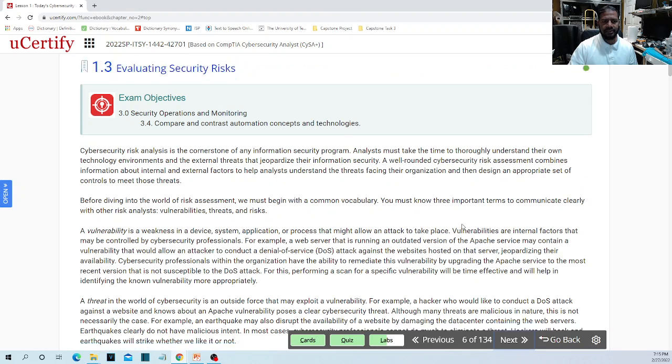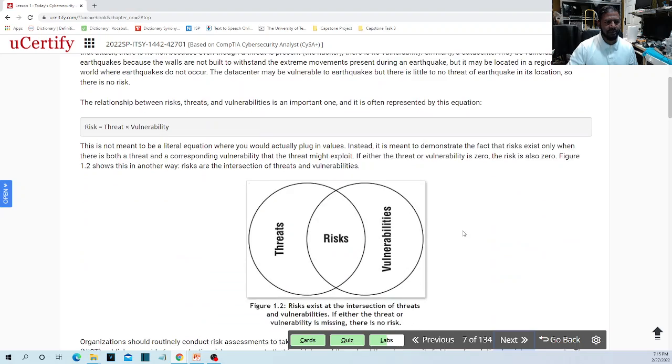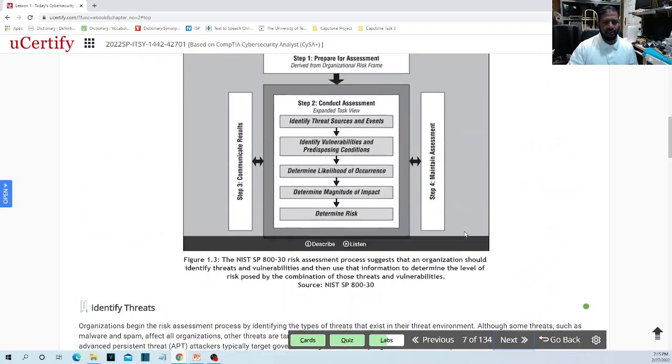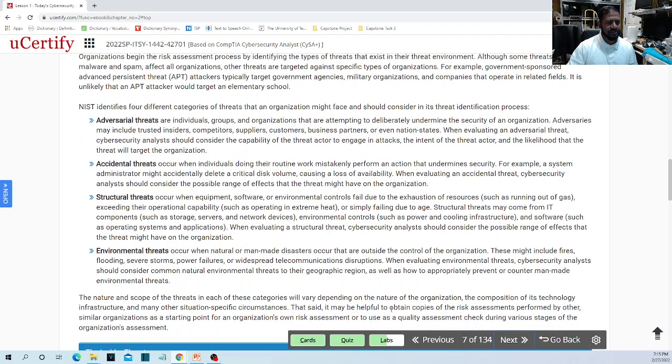Next coming, evaluating the risk. Okay, so we understood vulnerability, threat, good, and we talked about the NIST special publication, NIST guidelines. Okay, now identify the threats. There are different kinds of threats. Could be adversarial, could be accidental, could be structural, or could be environmental. Many different kinds of threats are out there.